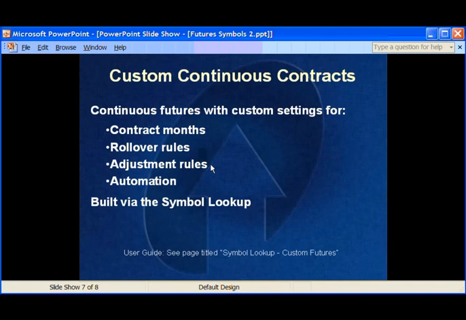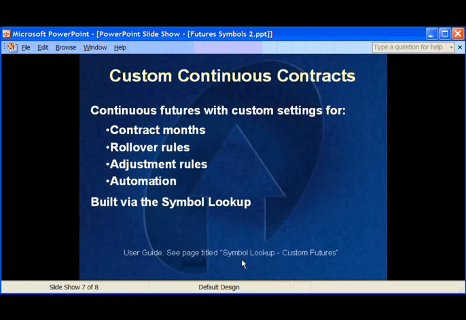We said that for futures traders, one of the issues with continuous contracts is the price differential when we roll from one contract to another. How to handle that differential will be something you can customize. Finally, you'll be able to designate whether the contract can be used for automation or not. Now, be advised that these symbols are built via the symbol lookup, and we're going to see that dialog box in just a moment.